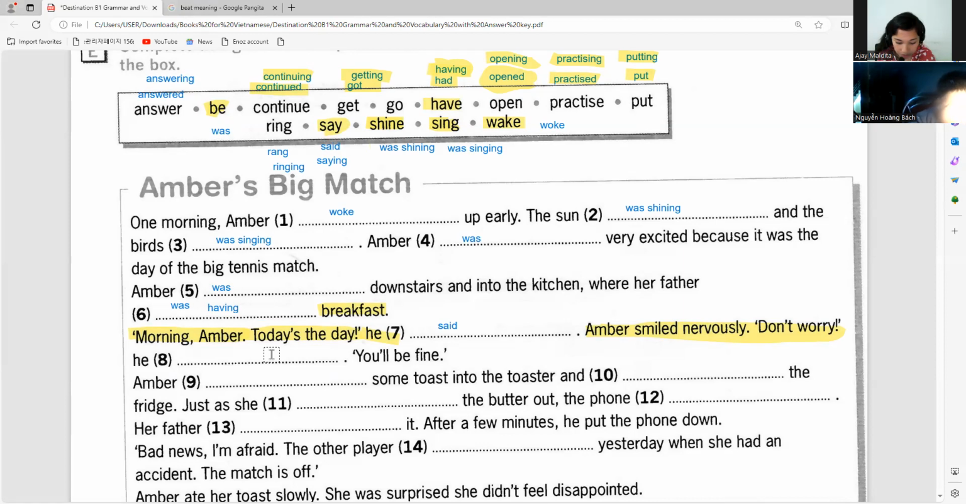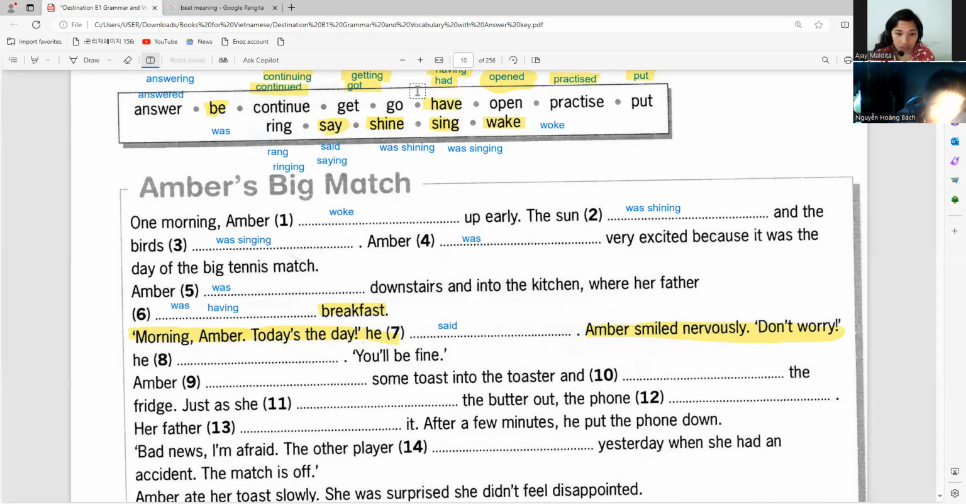You can use past simple or past continuous. So this one, your answer is was, no was. Okay, I will give you time. No, you will not use was this time for number eight. Is it answered, continued, got, opened, practiced? You still have seven words. Answered, continued, got, this is went also. So what's your answer?